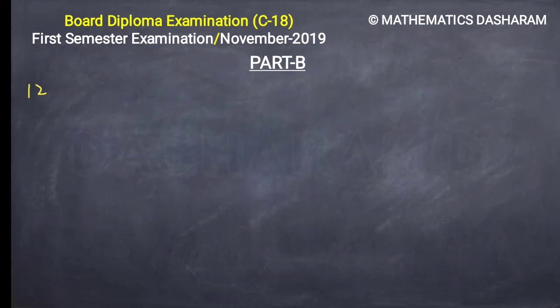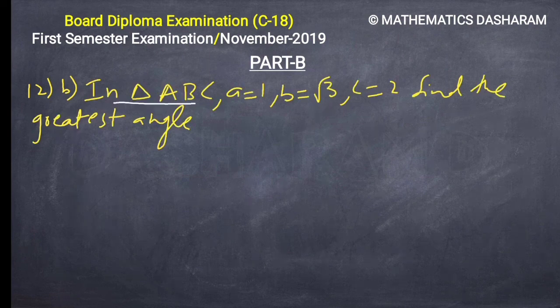Next, 12th question, B problem. In triangle ABC, a equals 1, b equals root 3, c equals 2, find the greatest angle. This question came from the Solution of Triangles chapter. So here a, b, c mean the sides of triangle ABC. It asks for the greatest angle. Greatest angle means observe the greatest side. So here a is 1, b is 1.732, c is 2. So the greatest side is what? c is the greatest side.